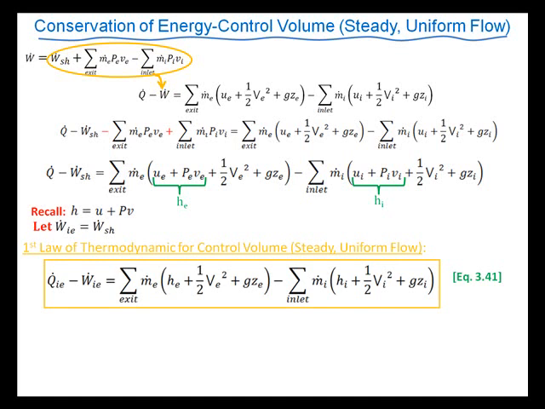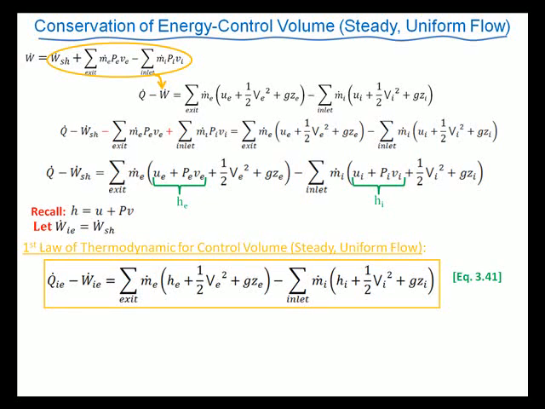It's the rate of heat transfer from the inlet to the exit, minus the rate of shaft work from the inlet to the exit, minus the summation of the mass flow times the enthalpy plus specific kinetic energy plus specific potential energy, for the exits and for each one of the inlets. That's equation 3.41. That's the more general form. Obviously it's specific to steady uniform flow and a control volume, so an open system.